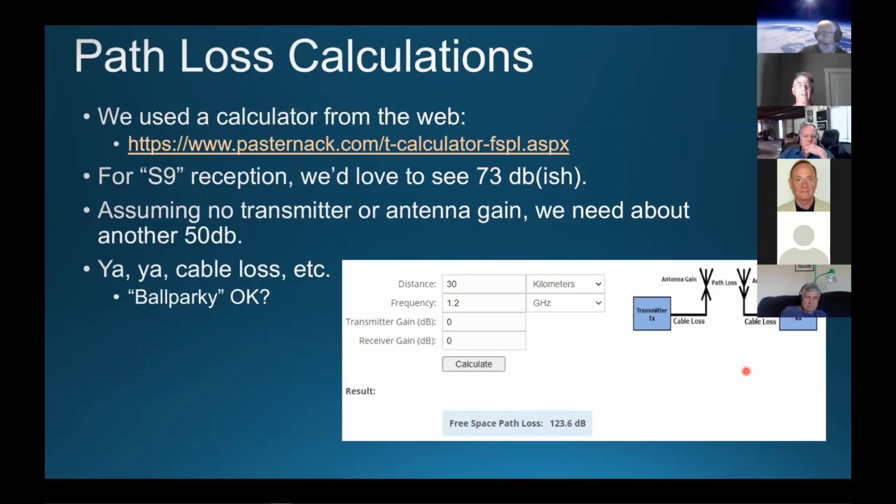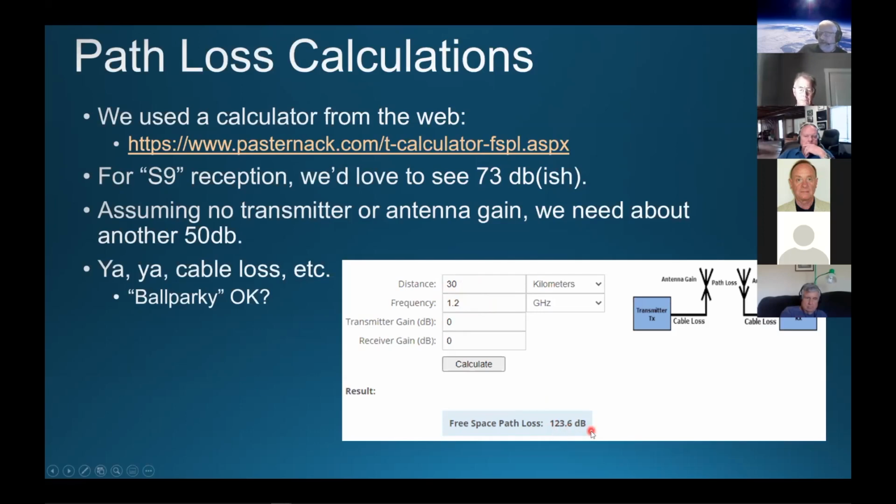I was able to plug into it 1.2 gigahertz and assume 30 kilometers at apogee, which of course isn't the greatest distance we're going to be. If it's at apogee, but I'm 60 miles down range, you have to sort of do the hypotenuse of the triangle. But for benchmark purposes, let's say 30 kilometers, hit calculate, and it came up with a number of 123 dB.